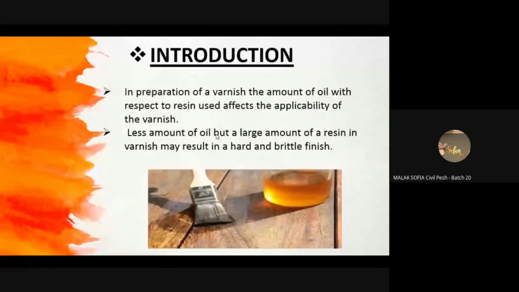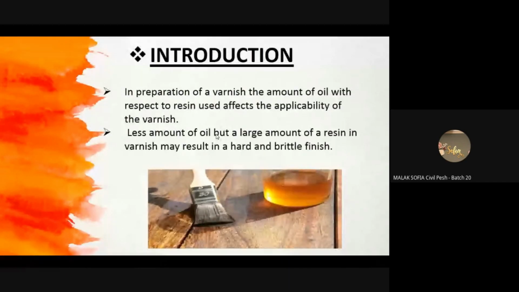In the preparation of a varnish, the amount of oil with respect to resin used affects the applicability of the varnish. If you want to increase the applicability, we are usually concerned with applying the varnish more easily. So it basically depends upon how much oil you use in contrast to resin. If you use a small amount of oil but a large amount of resin in varnish, it results in a hard and brittle finish. When oil is used in less amount and resin is put in a great amount, the resulting coating is hard and brittle.